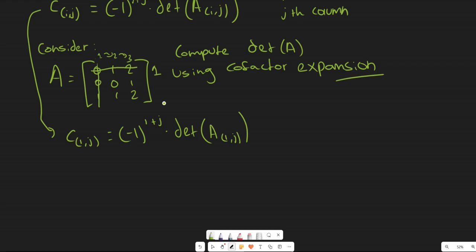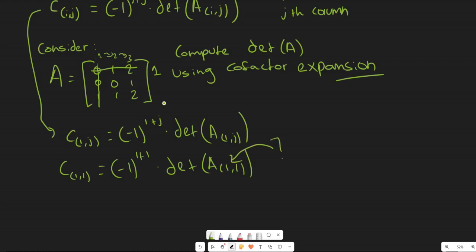So first bit is that. This means that I'm blocking off my entire first row and my first column. So that just means my j is 1. This is for j equals 1, and of course the i is always going to be 1. So let's compute the cofactor of this one. This will become C11, which is negative 1 to the 1 plus 1 times the determinant of A11. But what is this?